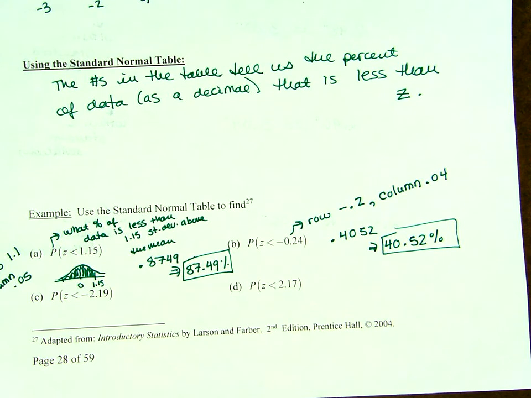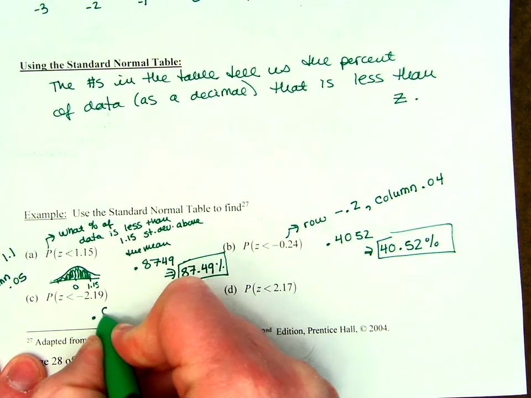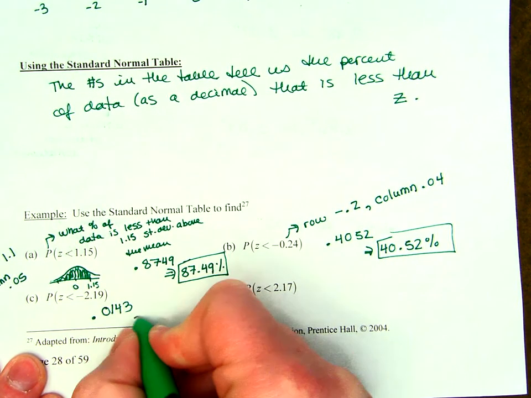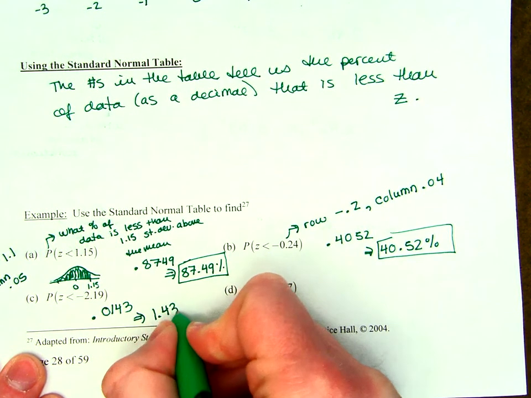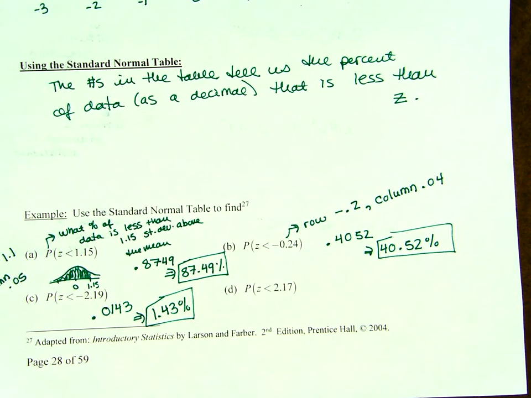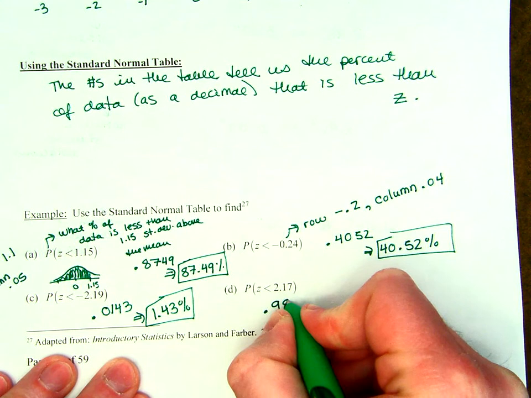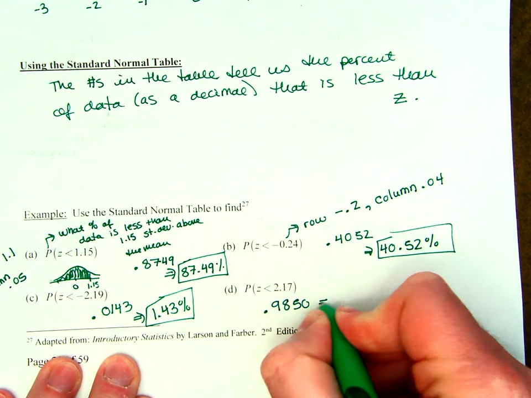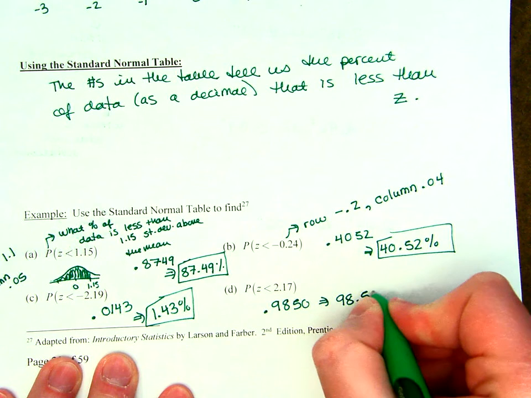Letter C, I'm going to look at the row negative 2.1. I'm going to go over to the column for 0.09. That's going to give me 0.0143 or 1.43%. In letter D, I'm going to go to the positive side of that table. I'm going to go to 2.1 rather for the row, and the column 0.07. We're going to get 0.9850, and I'm going to call that 98.50%.